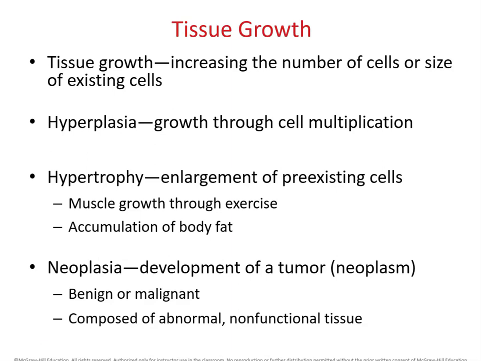Hypertrophy is easy for us to relate to if you've ever seen someone who has very large biceps because they've been spending a lot of time at the gym, or they have a job where they are very physically active. Those muscle cells get bigger as they're used more. We can also see hypertrophy in the accumulation of body fat. We talked about this when we talked about adipose tissue. We have a fairly constant number of adipose cells, adipocytes, in our bodies, but those adipocytes can increase in size if they're storing more fat for energy, or decrease in size as we store less fat for energy.